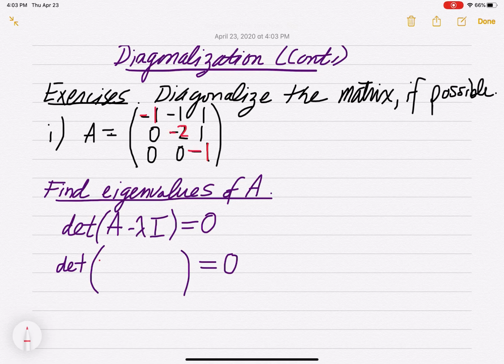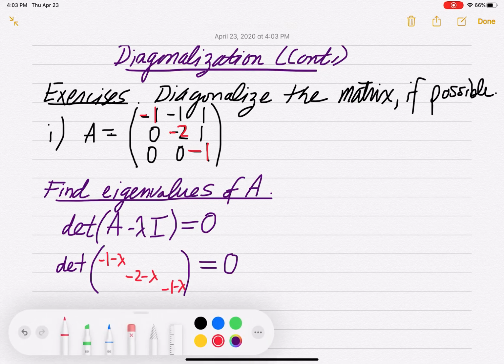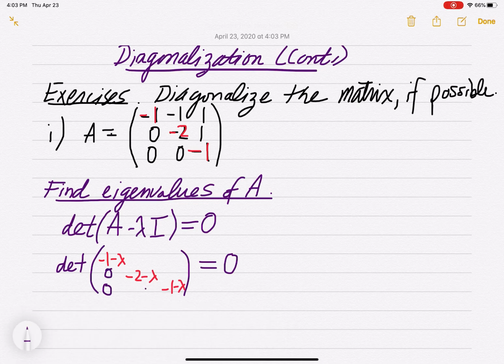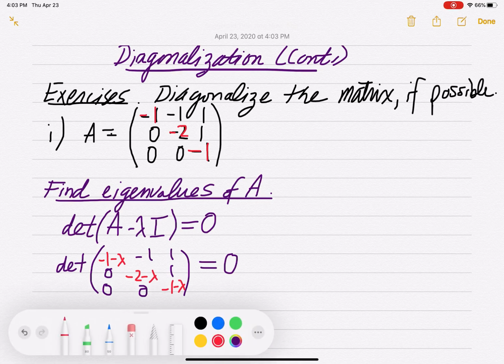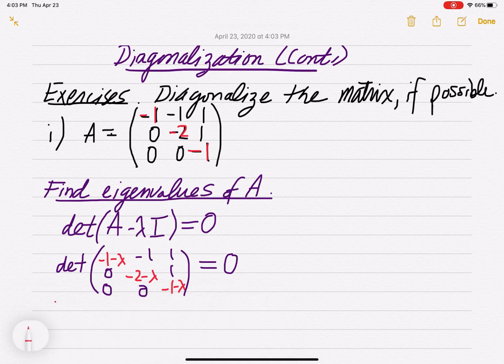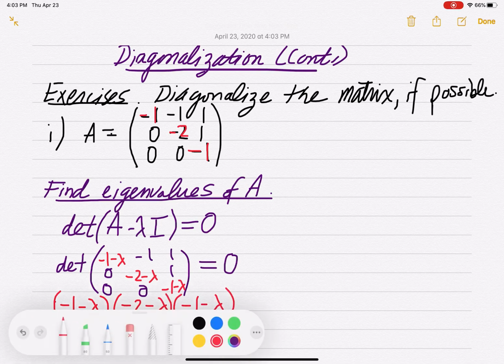So I'm going to take the main diagonal of A and subtract lambda from that. So I'm going to have what? -1 minus lambda, -2 minus lambda, -1 minus lambda, and I'm going to have the original entries everywhere else. Zeros below the main diagonal and -1, 1, 1 above. So remember that when you're taking the determinant of a triangular matrix, either upper or lower, it's going to be just the product of the main diagonal. So this makes finding the characteristic polynomial rather easy. You have what? -1 minus lambda, -2 minus lambda, -1 minus lambda, and that's all set equal to 0.